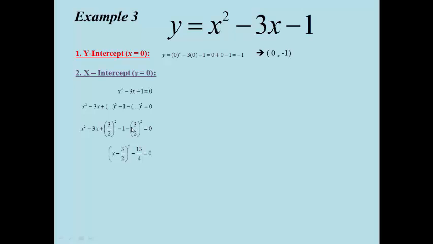If you're going to do it manually, you need to work out this bit first. 3 squared is 9 on 2 squared, 4, so it's 9 on 4. 1 therefore would be written as 4 on 4. So -4 on 4 minus 9 on 4 makes -13 on 4.